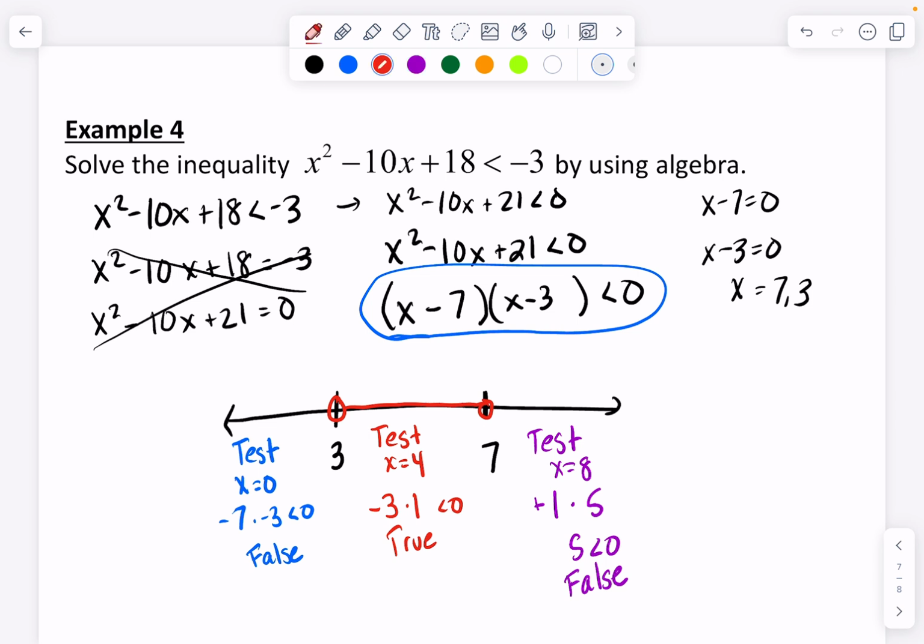Your answer is wherever you're true. So I am true from 3 to 7. And I have one little mistake in there. I put equal to signs. They're technically not equal to, because this right here is not equal to. Okay, and that is your video on quadratic inequalities.